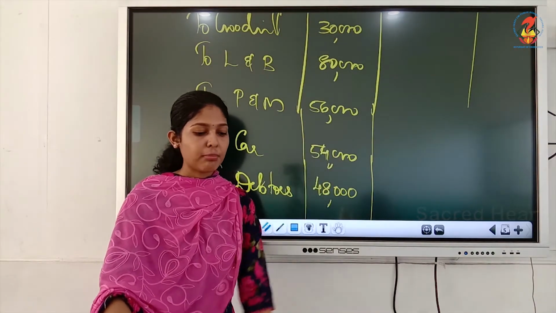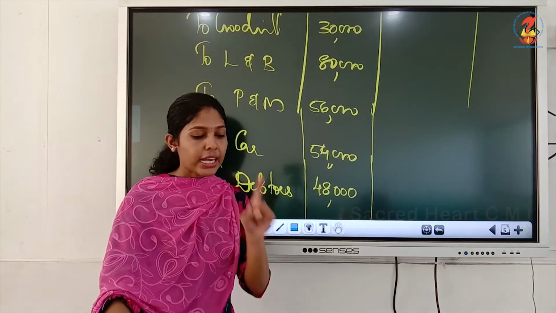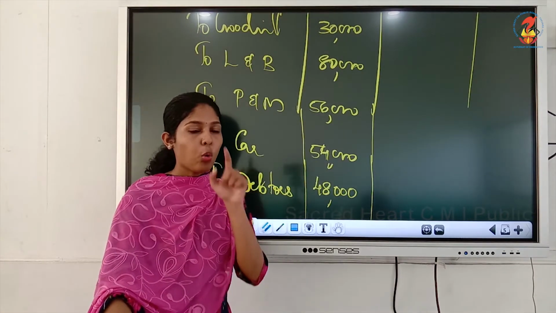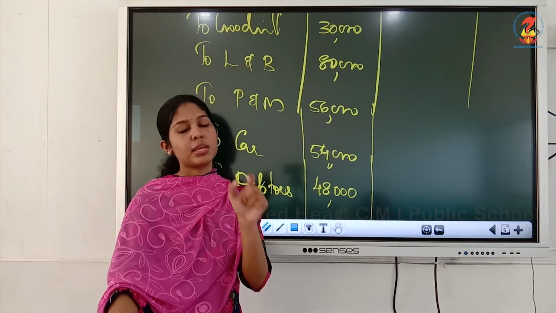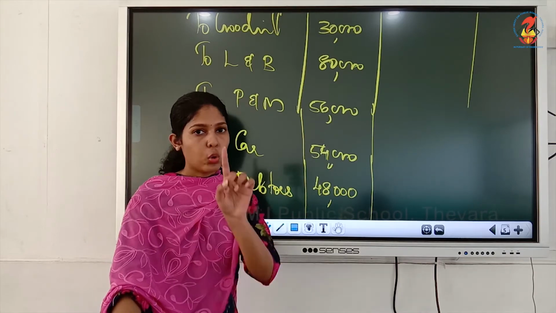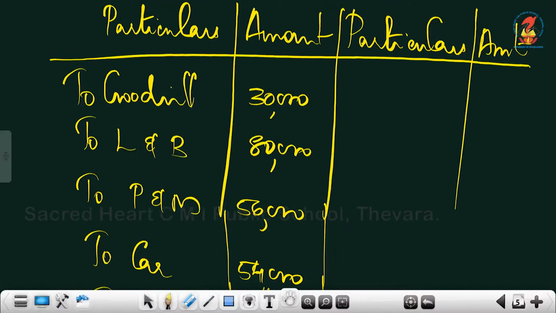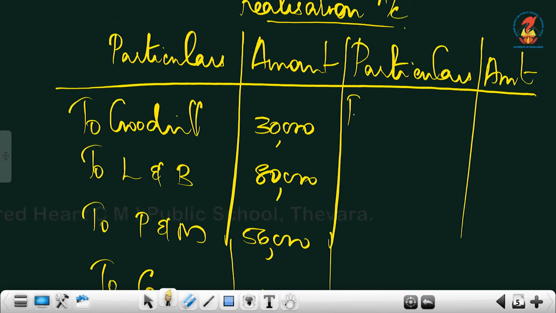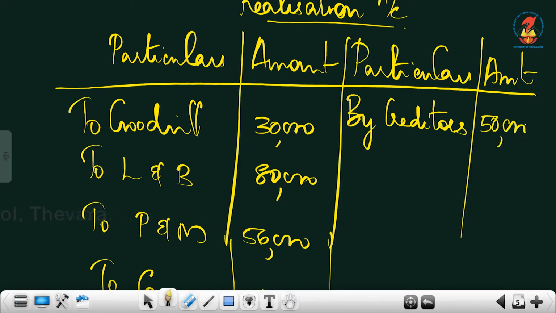Then look into the liability side. There we have creditors and capital accounts. Only external liabilities can be closed. That we learned already. So here, which is the external liability? Only creditors. So you can take only creditors now. Take it to the opposite side. You write by creditors. By creditors the amount is 50,000. Understood? External liability we closed by transferring it to the opposite side.